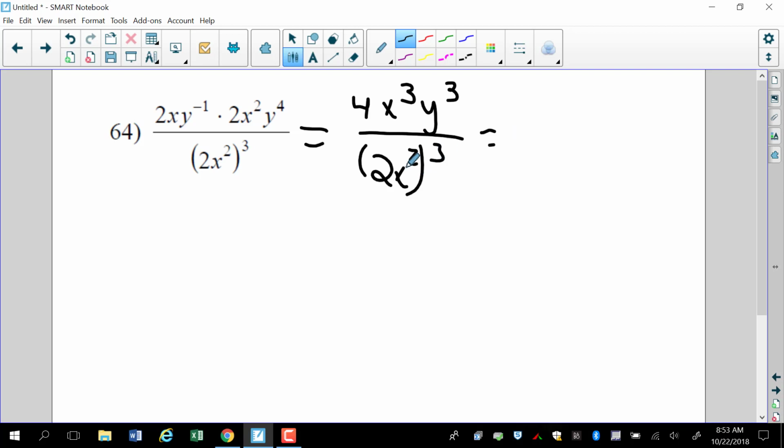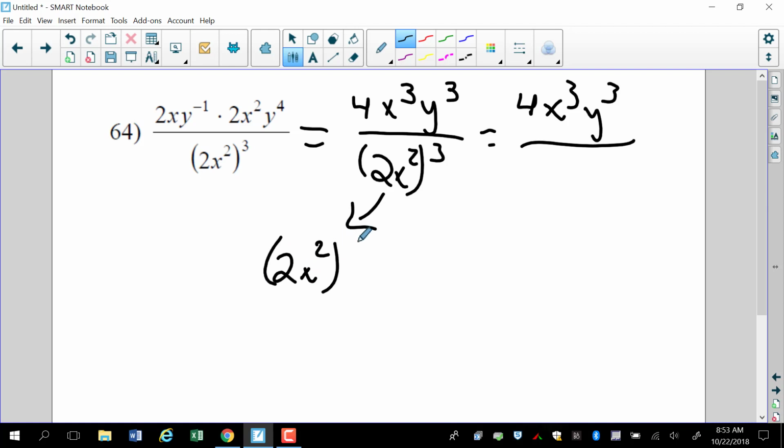Now let's take care of the bottom. So let's clean up the bottom. I'm going to leave the top alone. And on the bottom, I have 3 of these. So if I want to look at this, I have 2x squared 3 times. 2 times 2 is 4, times 2 is 8. And I have 2, 4, 6 powers of x, so x to the 6th.